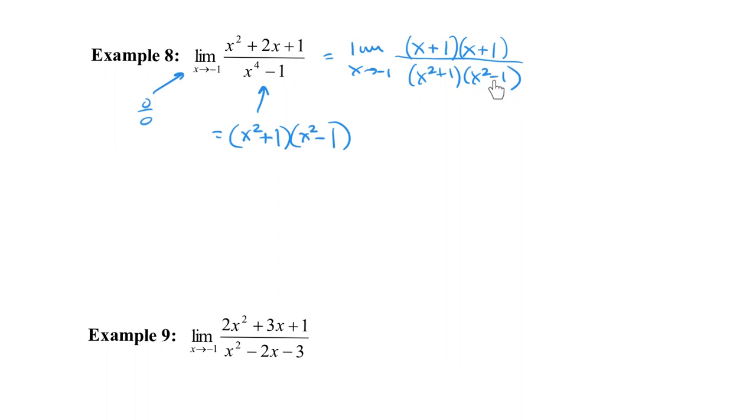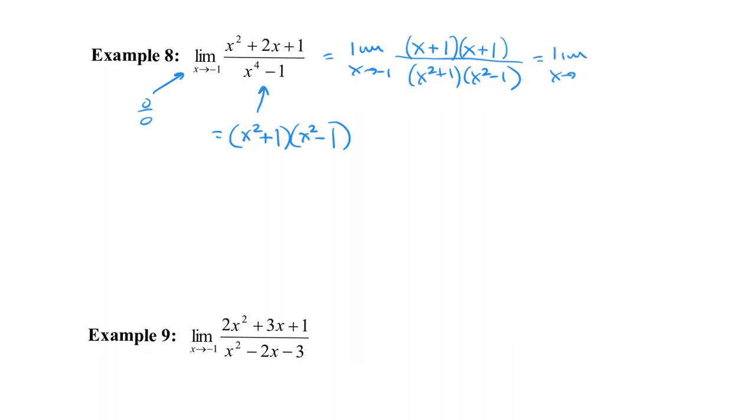This is still a difference of perfect squares. Right? This is a sum of perfect squares, which doesn't factor across the real number system. We need complex numbers here, and we don't use complex numbers in calculus, or at least not very often, and we're not going to be using them. So we can just factor the denominator. Again, it's a difference of perfect squares.